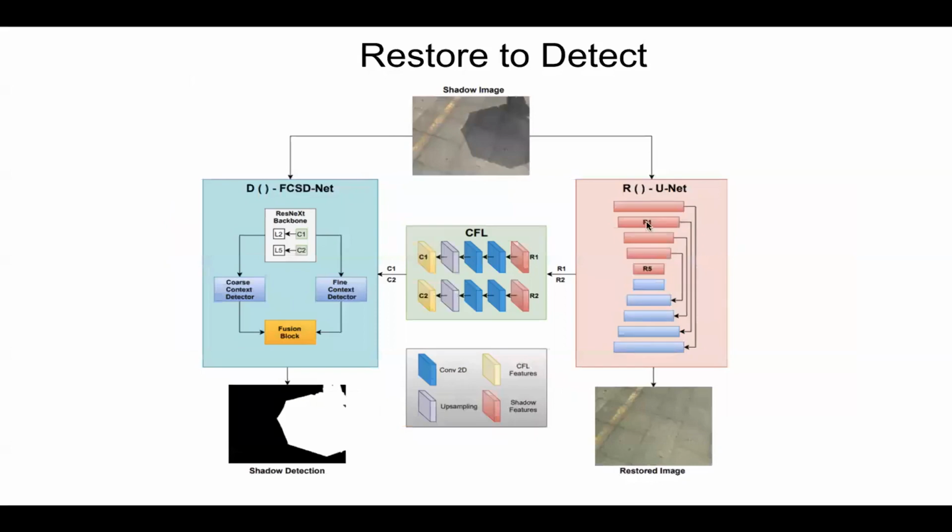This is the overview of the Restore to Detect framework where we feed in a shadow image to the restoration network. And then in the latent space of the UNet that does restoration, we take those feature maps and feed them using a learning block to the original FCSD network, which does the detection.